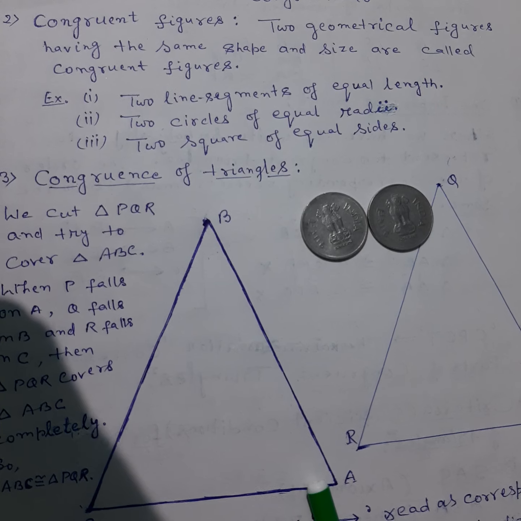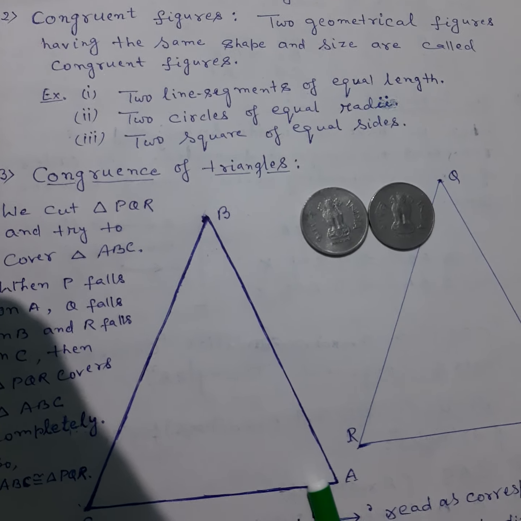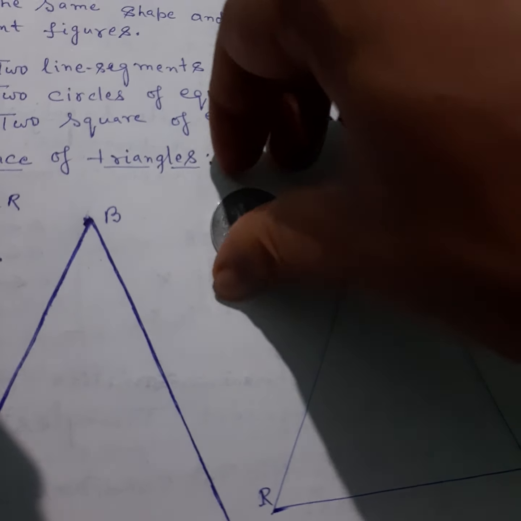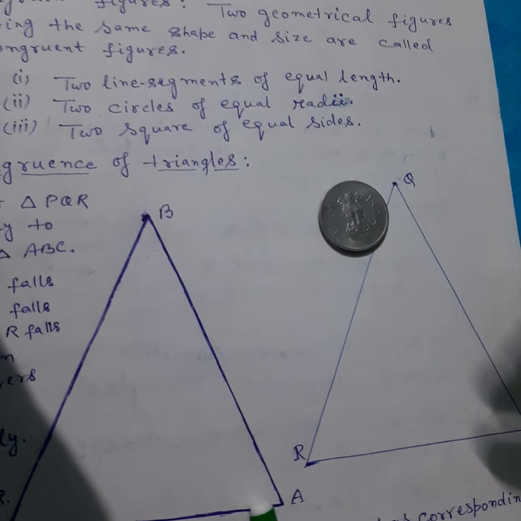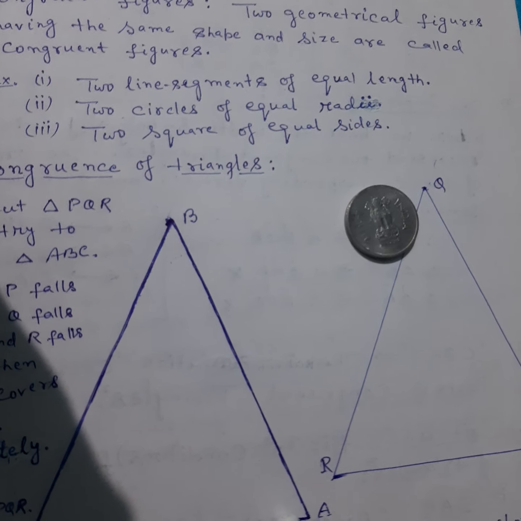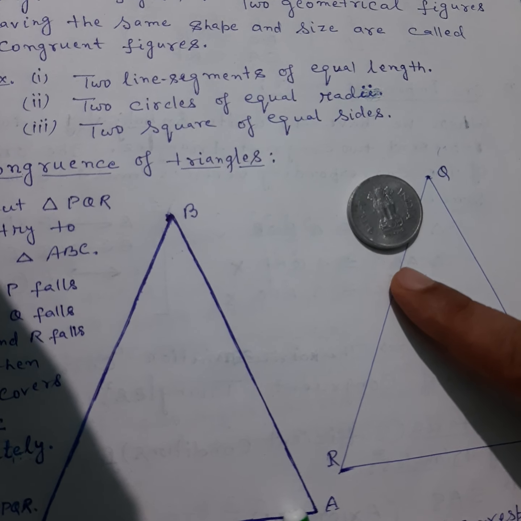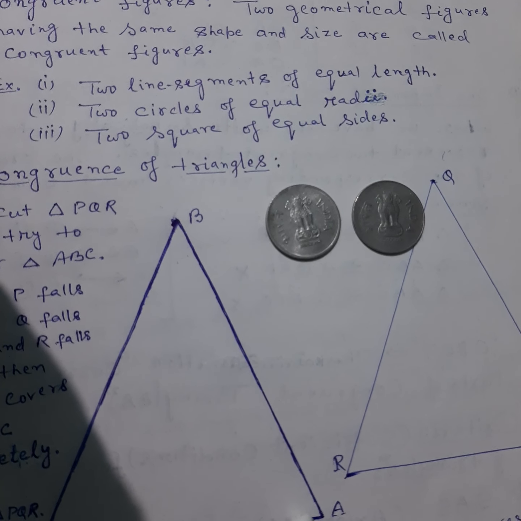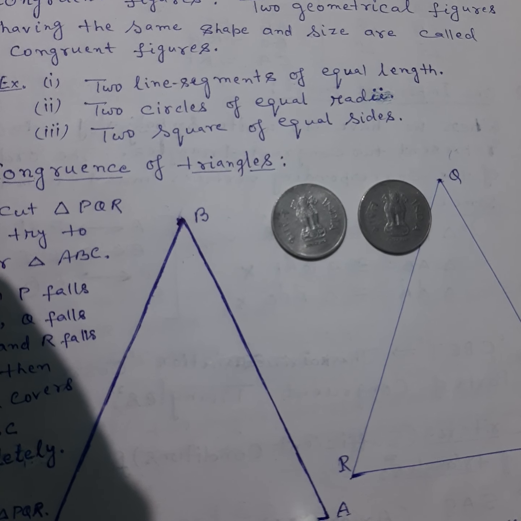Here are two coins made in the same year, so they look very similar to each other. This means they have the same shape. When we place one upon another, they cover each other completely. This shows that they have the same size. These two coins cover each other completely, having the same shape and size, so they are congruent.